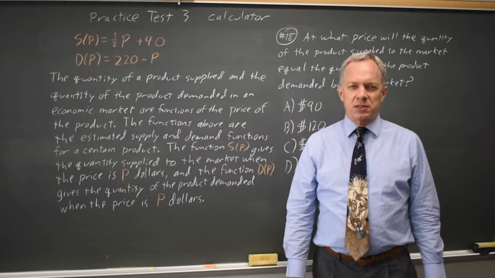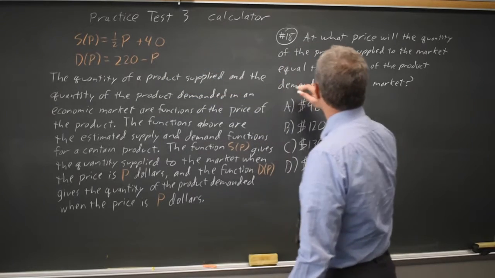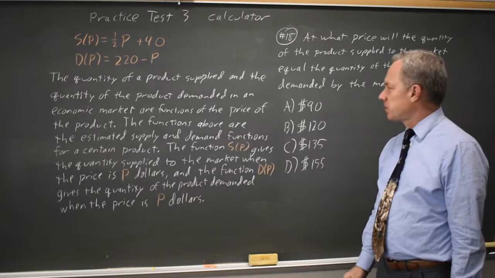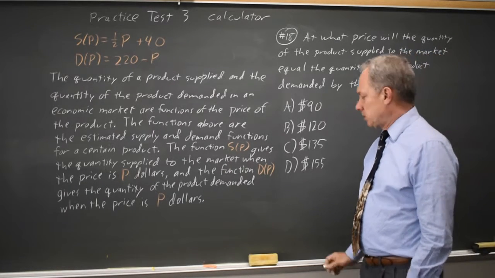This is calculator question number 18. College Board gives us supply and demand equations and asks us for the price at which the quantity supplied equals the quantity demanded. We can do this most easily on the calculator.